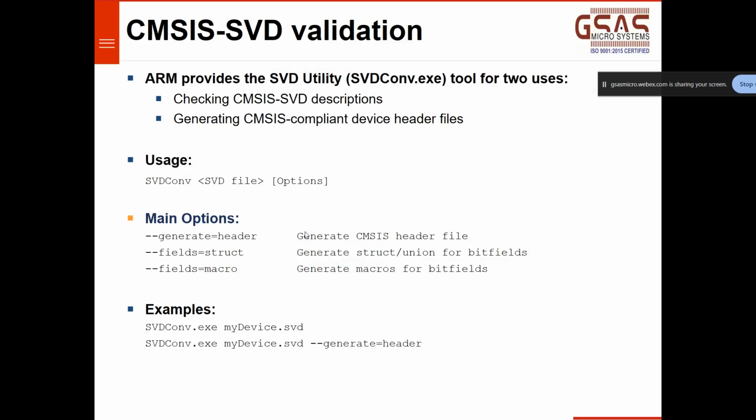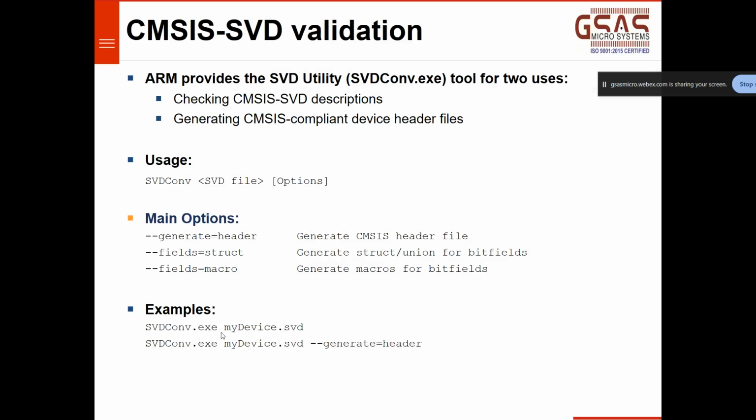So how do we do that? ARM provides the SVD utility, which is called svd-conv.exe. This is where we check the description file, the CMSIS-SVD descriptions, and it also automatically helps the silicon vendor to generate the device specific header file.